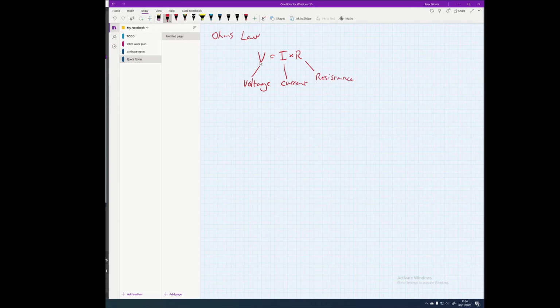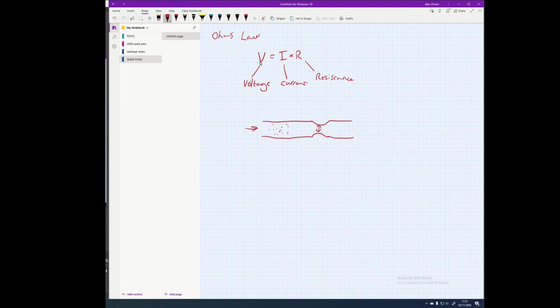We can think of voltage like, if we imagine this as an analogy of a pipe with some sort of restriction, the voltage is like the pressure that it's being forced in with, how fast it's being forced in. Current is the amount of fluid flowing through, and R is like the size of the restriction we're trying to push it through.